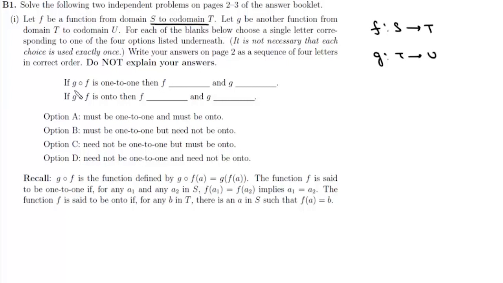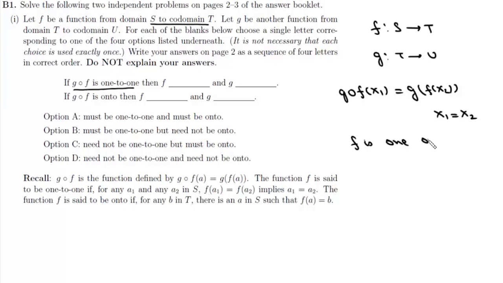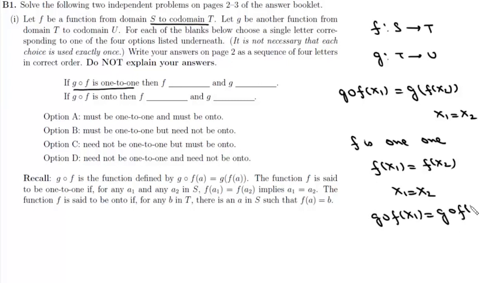The first condition is, if g of f is 1-1, then... If g of f is 1-1, it simply means g of f x1 must be equal to g of f x2 whenever x1 equals x2. Now in this case, if f is 1-1, then from f x1 equals f x2, we'll get the condition that x1 equals x2. And if we take the composition of g, we can write g of f x1 must be equal to g of f x2.